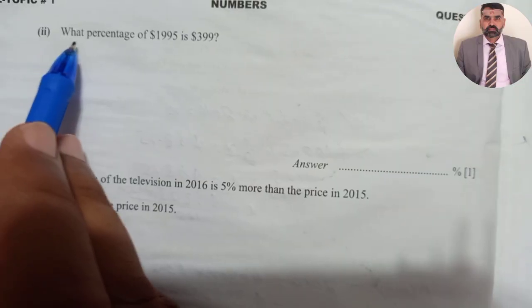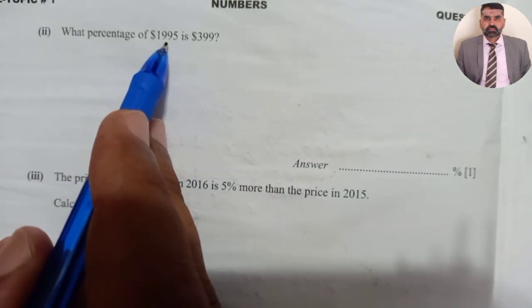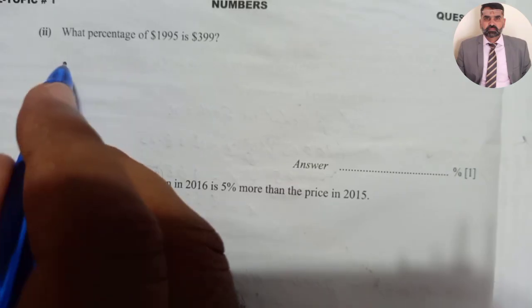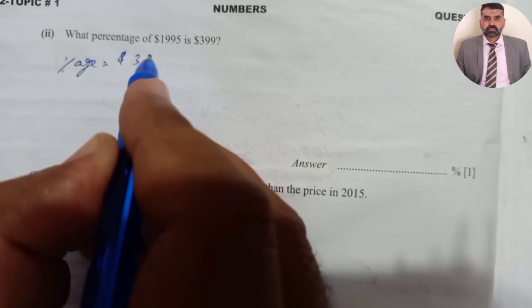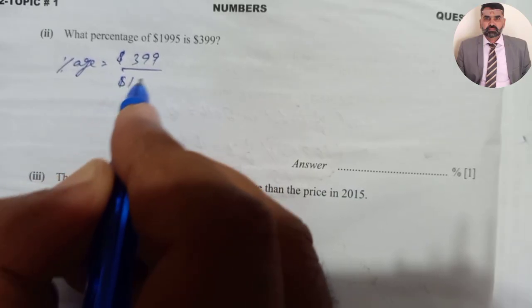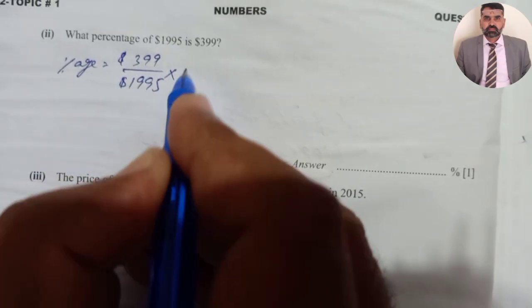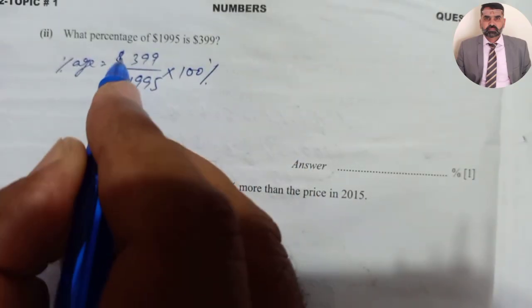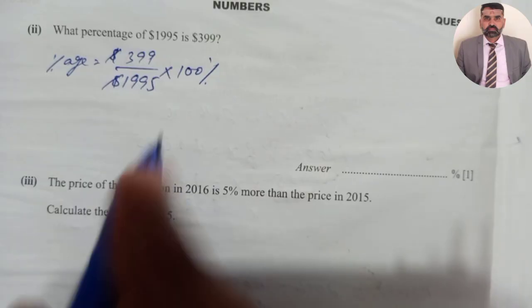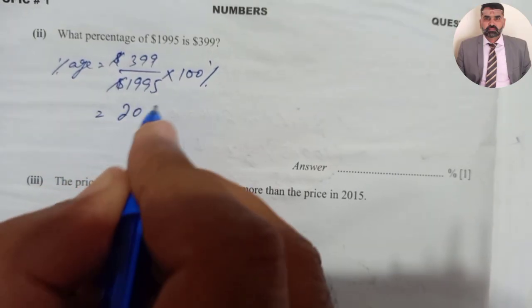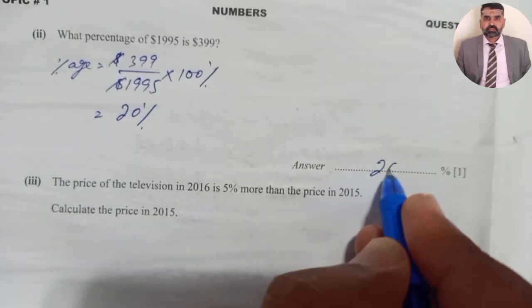Second part is, what percentage of $19.95 is $3.99? So students, percentage will be equal to $3.99 over $19.95 multiplied by 100%. Dollar will be cancelled with dollar. Now multiply 3.99 with 100 and divide it by 19.95, and you will get 20%. So the answer is 20%.